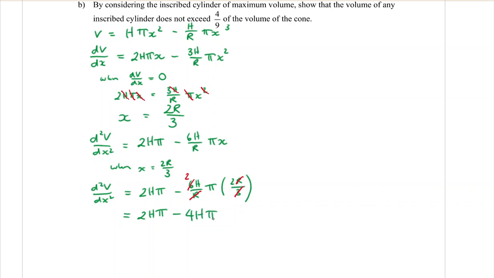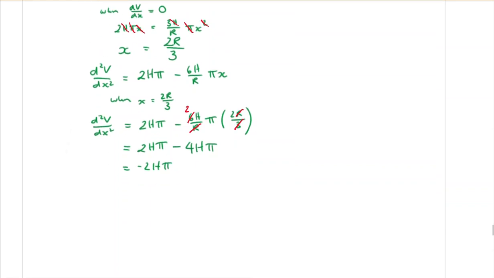Coincidentally, they are like terms. Look, h pi, h pi. So 2 minus 4 h pi would be negative 2 h pi. Don't know what h is. Pi's we do know, but we can see that it is negative, which means less than 0, therefore maximum when x equals 2r over 3. Okay, so success. We have done the first part of the question.